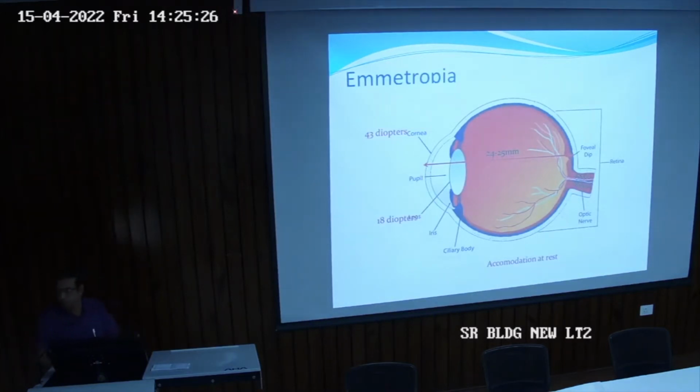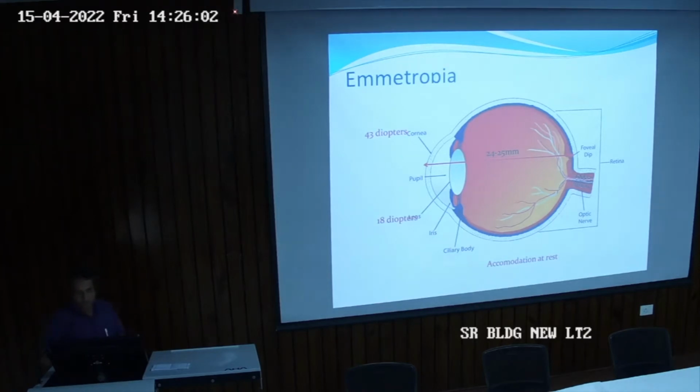Now we come to emmetropia. What is emmetropia? When the light rays coming from infinity are focused at the level of the retina, and when accommodation is at rest. Why accommodation? Because accommodation will change the refractive power of the eye. So in the ideal condition, when accommodation is at rest, the rays coming from infinity must be focused at the level of the retina. That condition is called emmetropia.